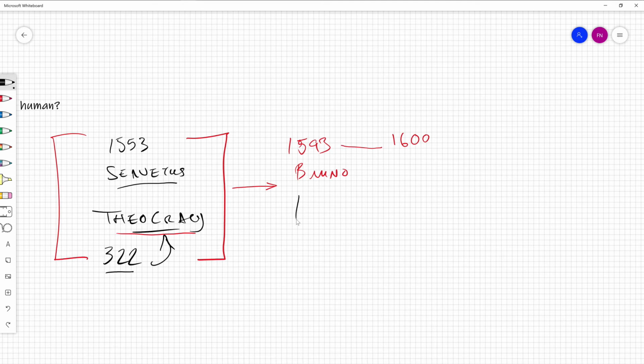It's an error to think that he was killed because he endorsed the heliocentric theory of the universe. Heliocentric, a sun-centered universe, as opposed to a Terra-centric universe, an Earth-centered universe.